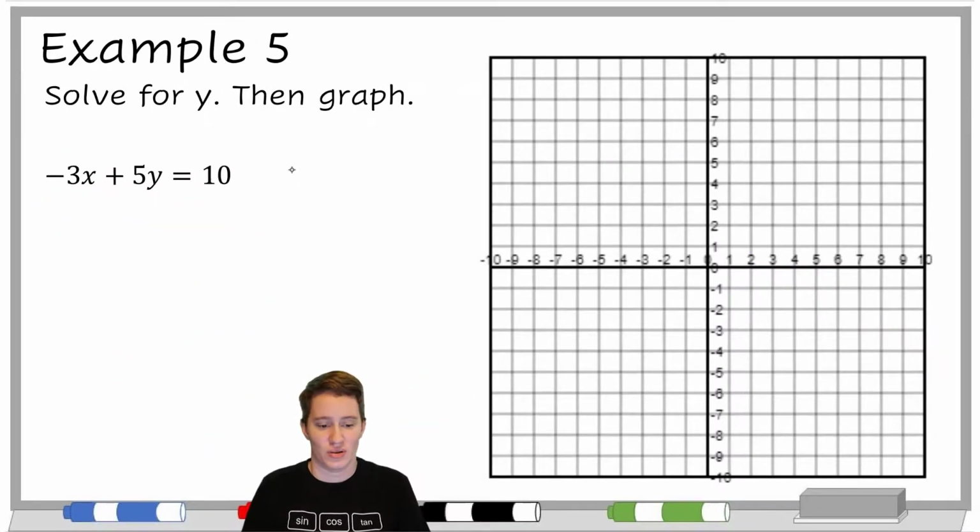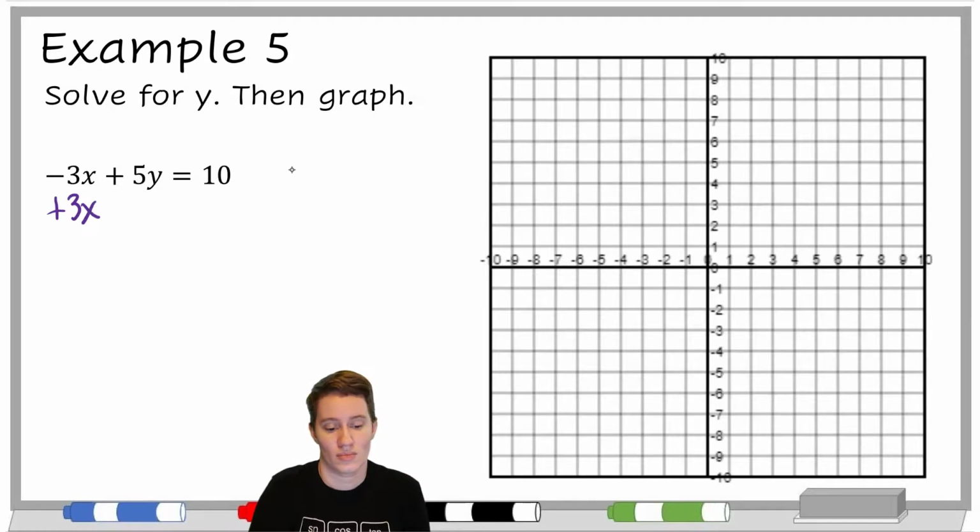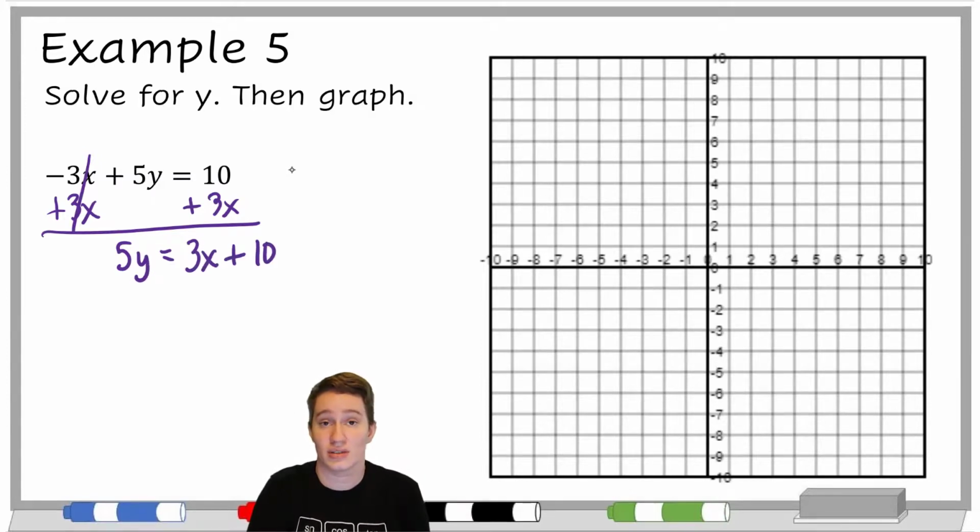Example 5. So we're going to solve this for y. So we're going to start with the x. This time it's a negative 3x, so we're going to do the opposite, which is add 3x over. And then we have 5y equals 3x plus 10. If you write down 10 plus 3x, that's fine. You just need to make sure that you remember which of the numbers is giving you your slope and which one's giving you your y-intercept, which is based on which one is being multiplied with x, and not necessarily which one is first or second.